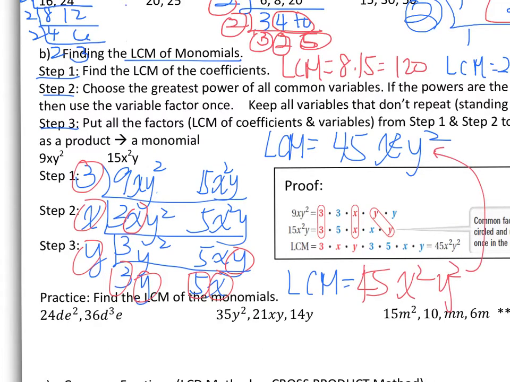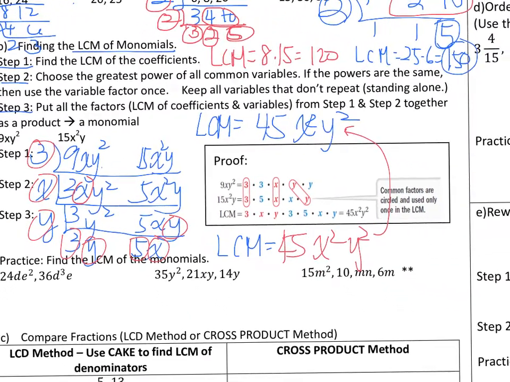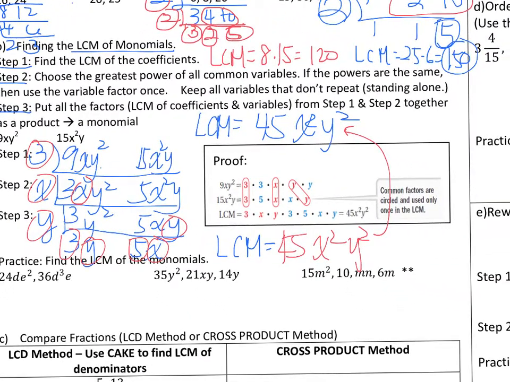And to your right hand side is another proof. After you factor the monomials, you circle the common factors. So we have 3. We'll take that one time, and we have 3 and 5 left over, so we need to keep them. We also have x and x one time, and y one time. And whatever's left over, we keep them. Then we multiply everything together, we also get 45x squared y squared.